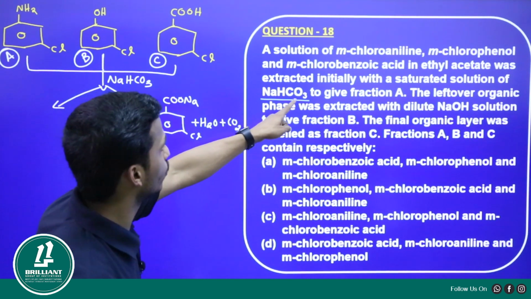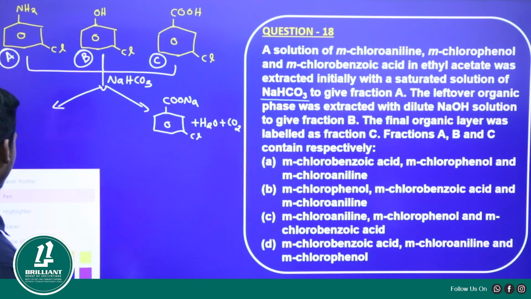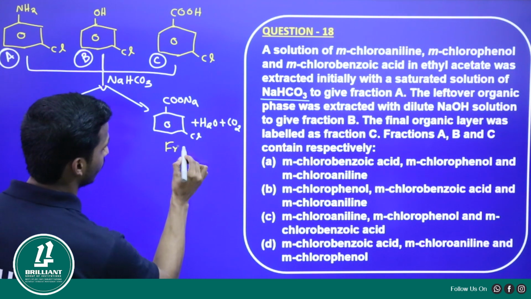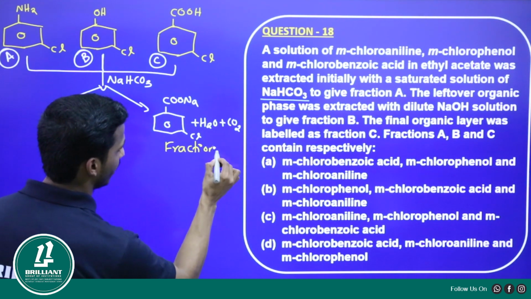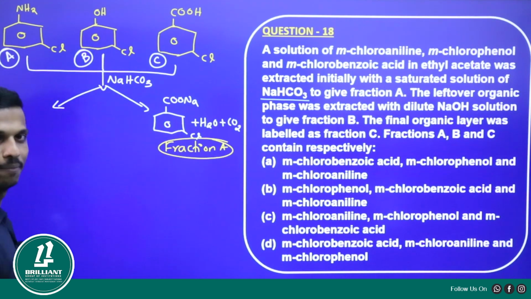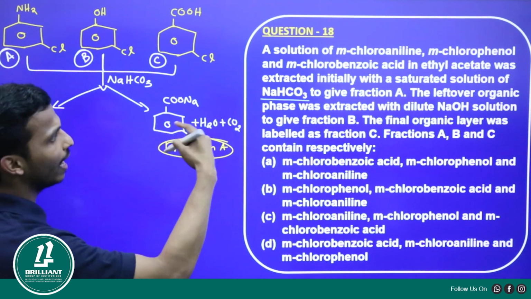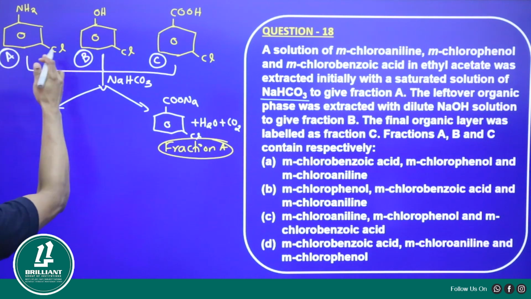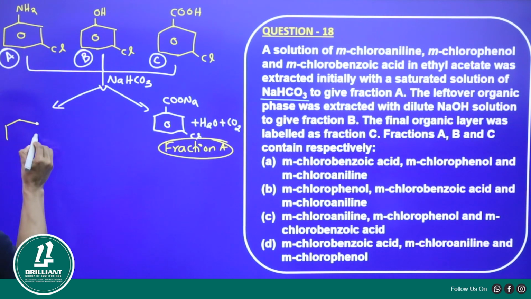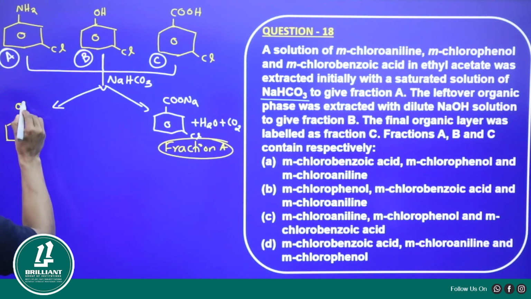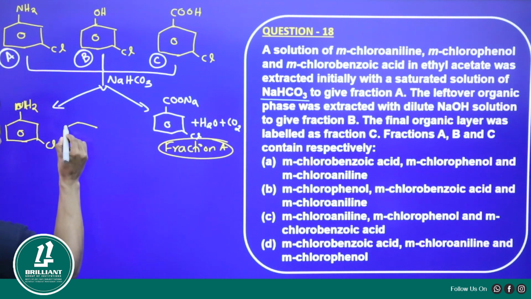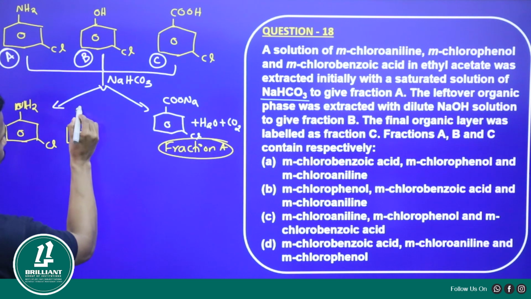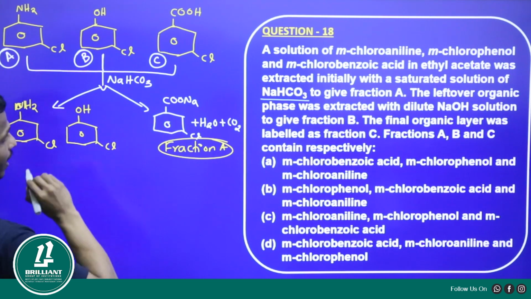And they said to give a fraction A. Yes, that is your fraction. This is the one fraction A. Okay, fine. This is the fraction A. And the leftover organic phase, which is left over in this compound, A and B, right? Let me take A and B once more. You will get NH2, and here you have chlorine along with the metachlorophenol that you have. Okay, fine.